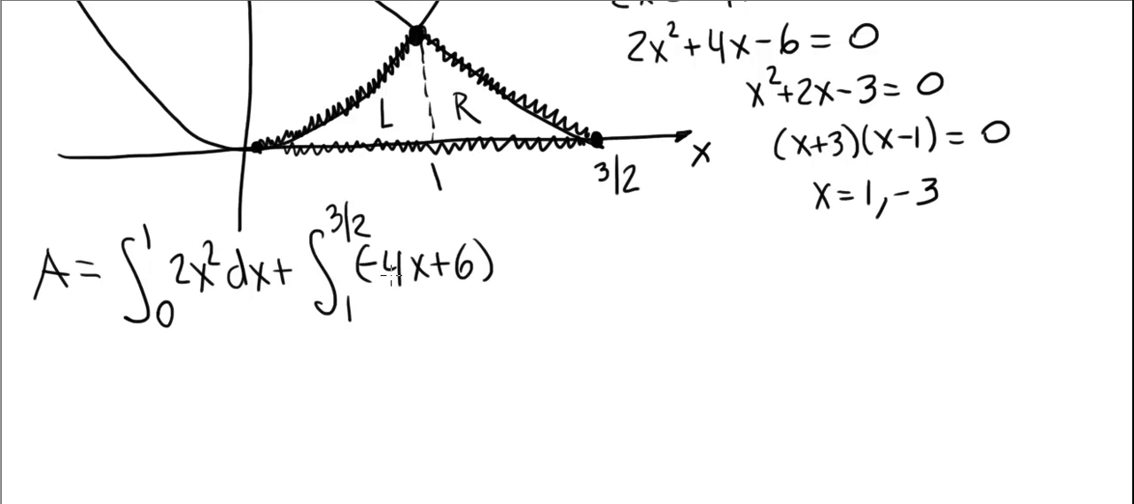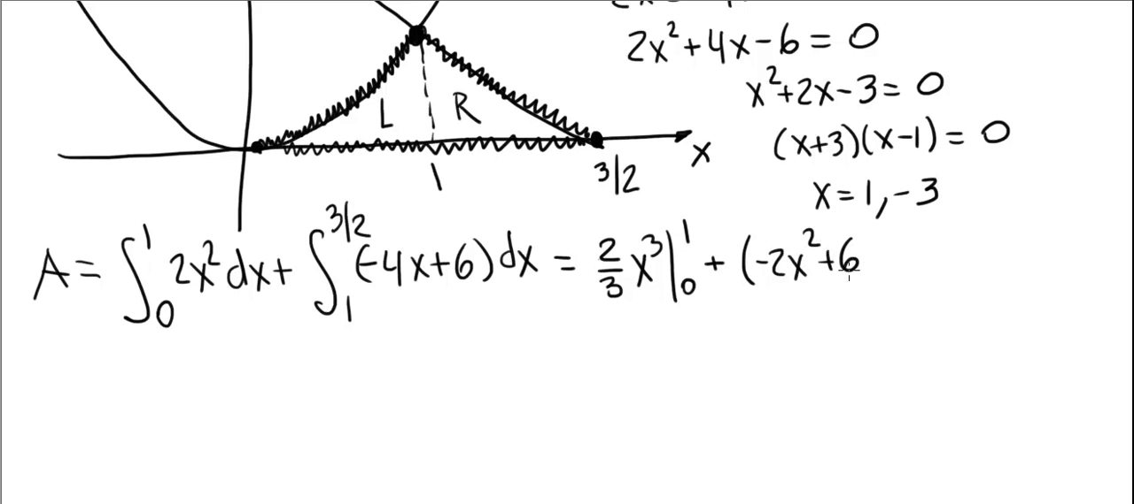Now we can find the second part. It's a triangle, so we could use the formula for the area of a triangle, 1/2 base times the height. You could do that if you like, but we can just integrate. This is equal to 2/3 x cubed evaluated from 0 to 1, plus minus 2x squared plus 6x evaluated from 1 to 3/2. So let's see what we get.